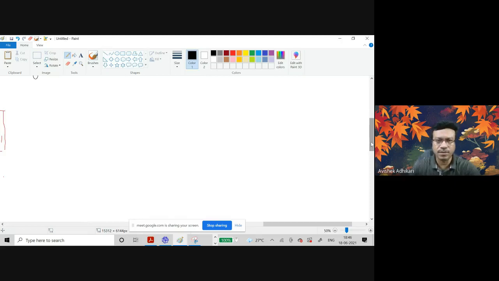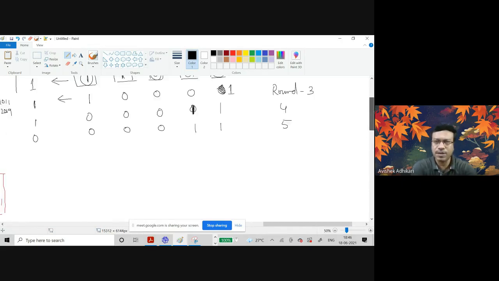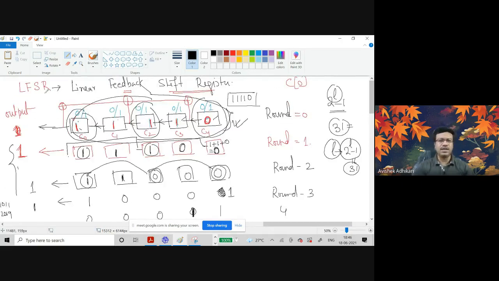So for stream ciphers, this LFSR was highly used because it was very easy to generate and very efficient. But again, it also has a similar weakness. This is a linear feedback shift register, which means the recurrence relation is a linear function.